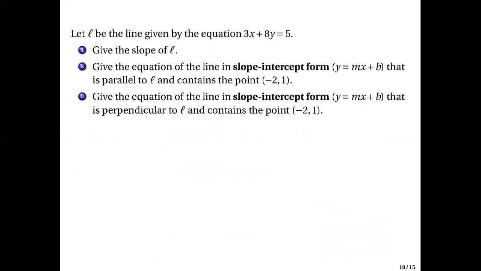Next problem. Let L be the line given by the equation 3x plus 8y equals 5. Give the slope of L. That's your first problem. Second, give the equation of the line in slope-intercept form that is parallel to L and contains the point negative 2, comma 1. Then third, give the equation of the line in slope-intercept form that is perpendicular to L and contains the point negative 2, comma 1.